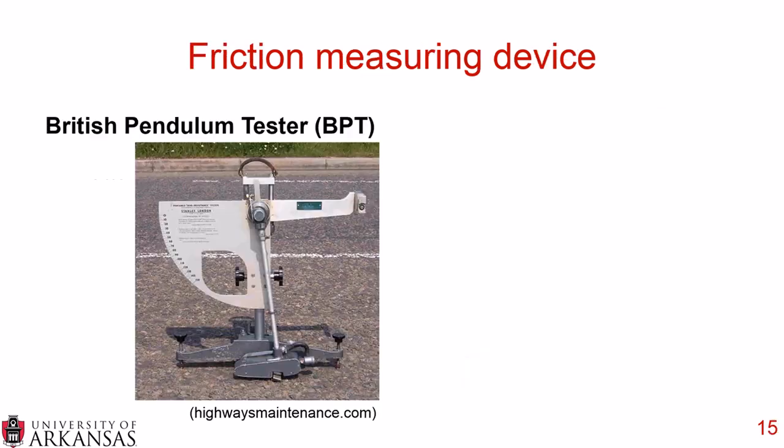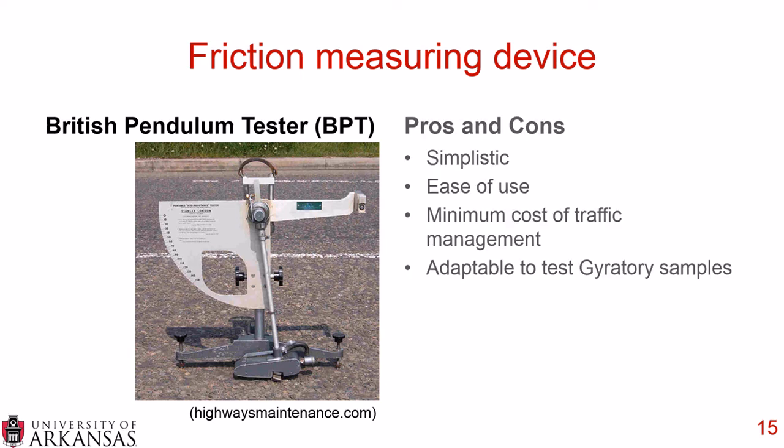And we'll start with friction. So when we thought about friction tests, we thought about the British pendulum tester, or the BPT. And this is able to quantify friction in the field of a surface. It's simple to use, and it has a very easy protocol. You simply place that piece of equipment and swing the arm to see how far it rebounds upwards. It's a relatively small cost, and you could potentially adapt it to gyratory samples.